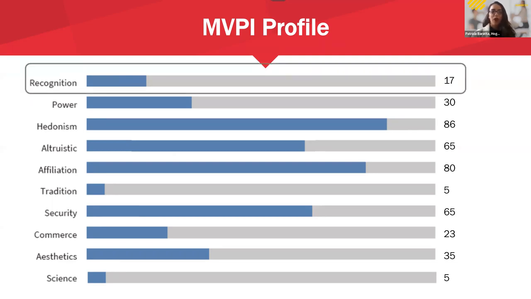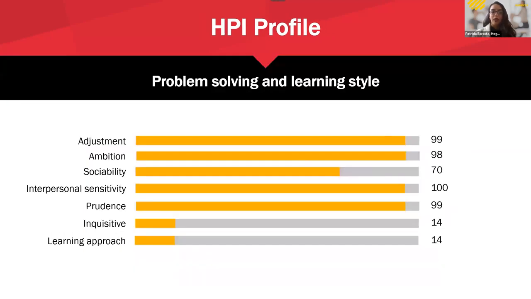Okay, let's go to our last theme. So when we look at prudence, inquisitive, and learning approach, that gives us insight into someone's problem solving and learning style. If we were to summarize this theme: operationally rigorous, a doer, understands implementation well, executes in a careful, rigorous, and systematic way, and prefers to be hands-on and not challenge the status quo.